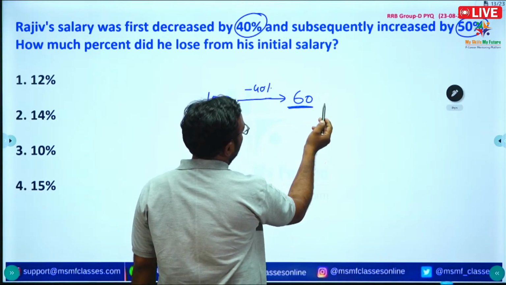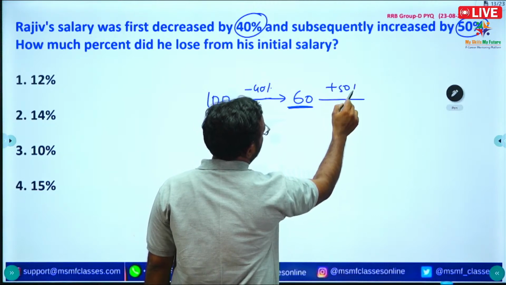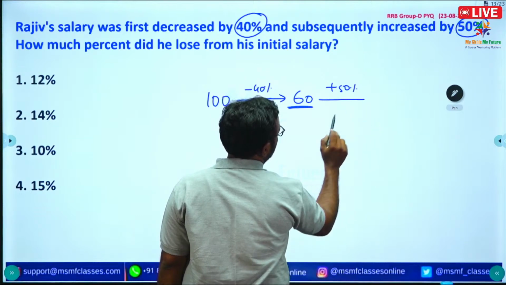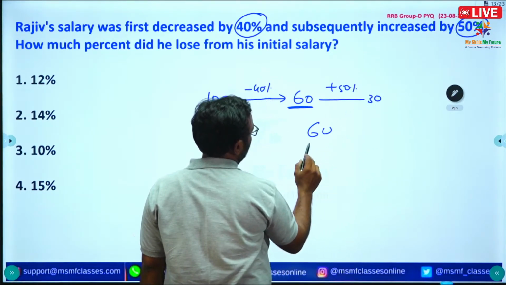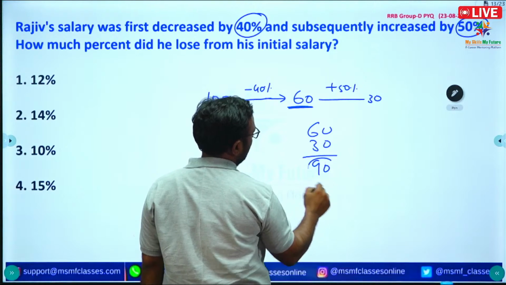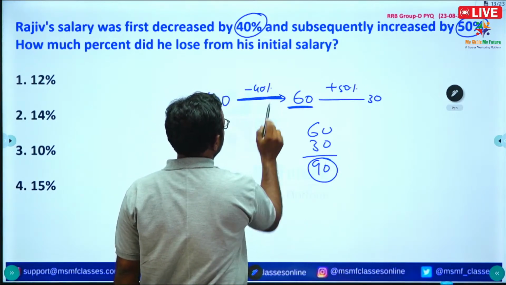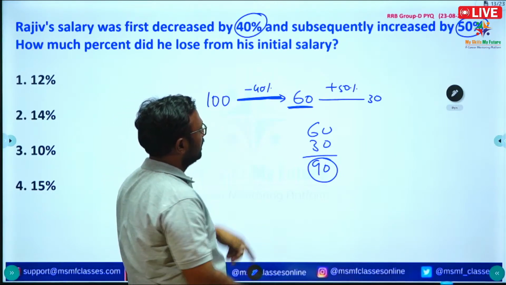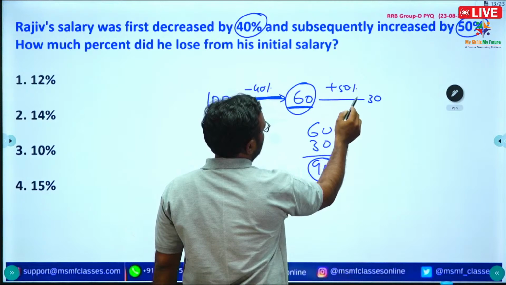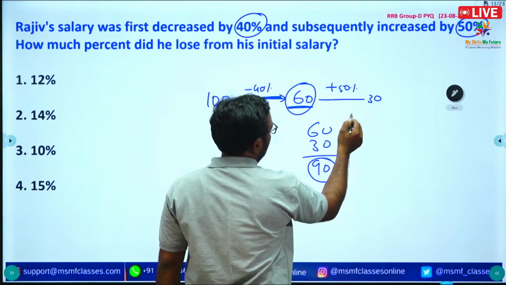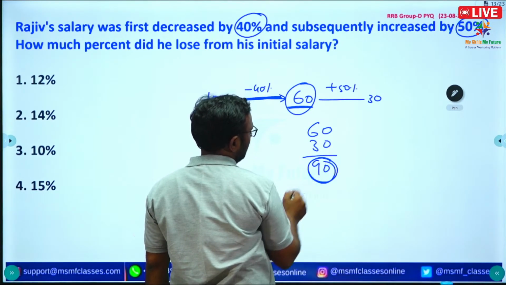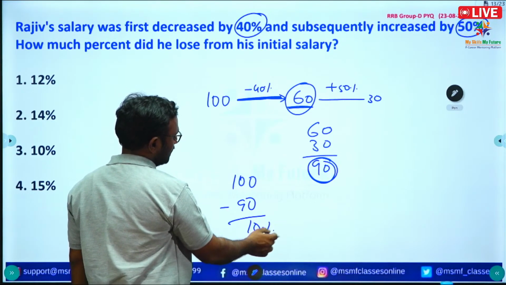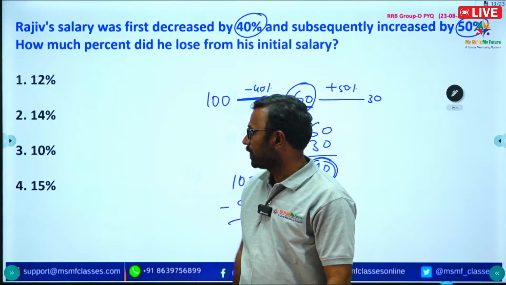What is 50% of 60? We get 30. So plus 30, nothing but just add 30 to the 60. We get 90. So after decreasing 40% in 100, we get 60. After adding 50%, just add 50% of 60 to the 60, we get 90. So initially it is 100 and right now 90. What is the difference? 10%.